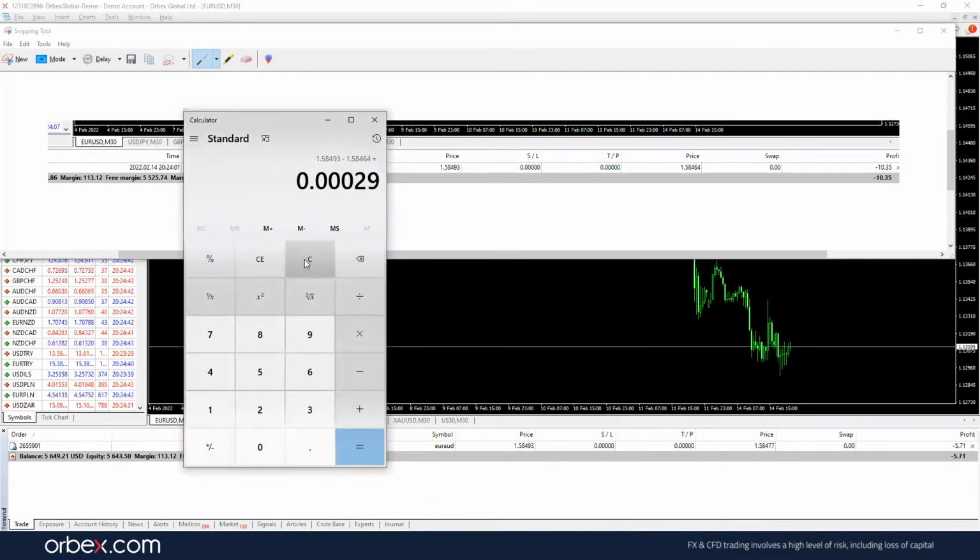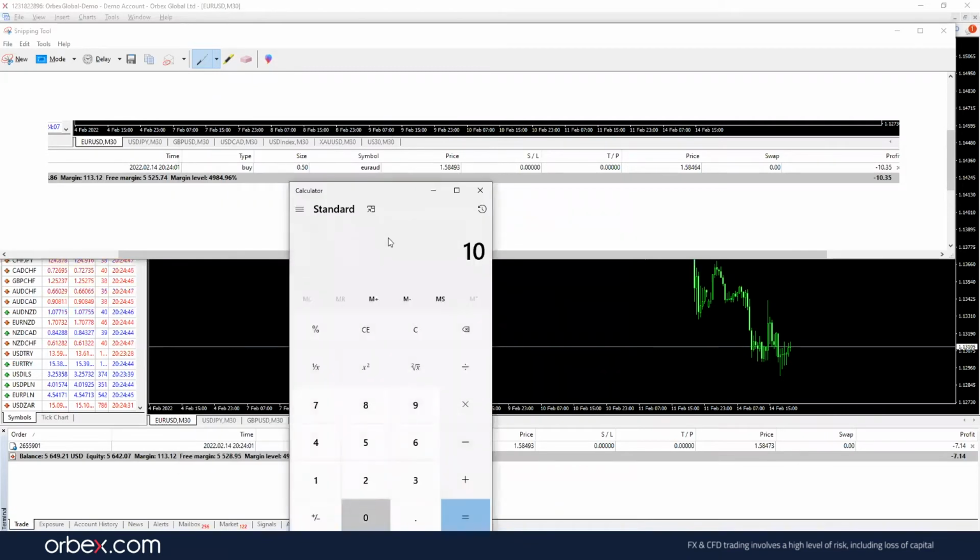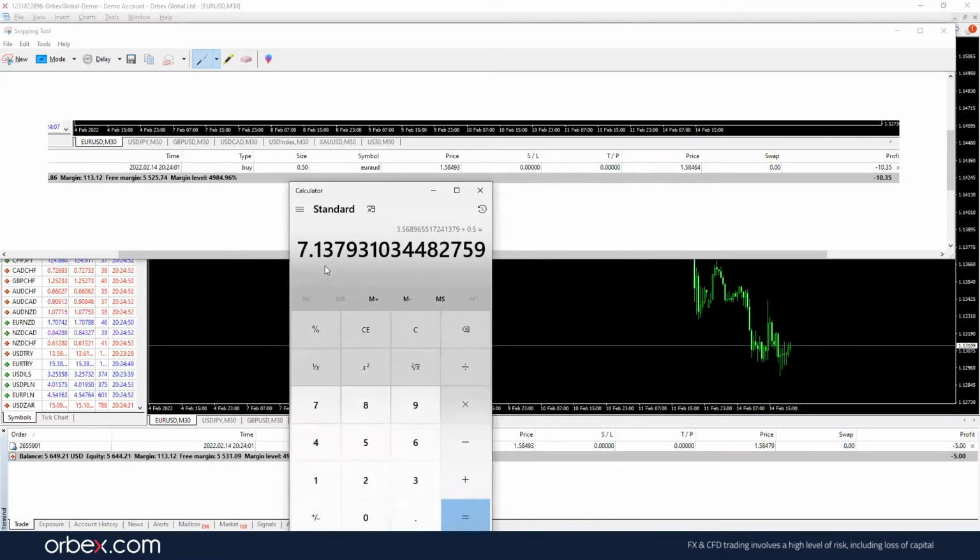That's a nice coincidence. So 2.9 pips. So we are going to do 10.35 divided by 2.9 pips and then divided by 0.5, which is the volume. So there you go, 7.13, which is the exact pip value that we opened the trade at. 7.13 for Aussie dollar.